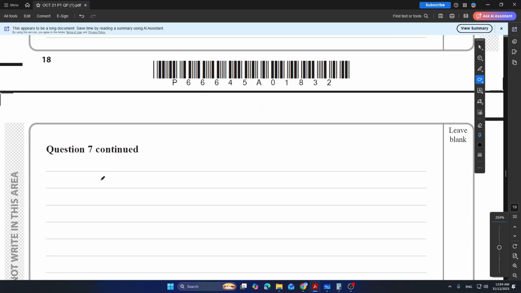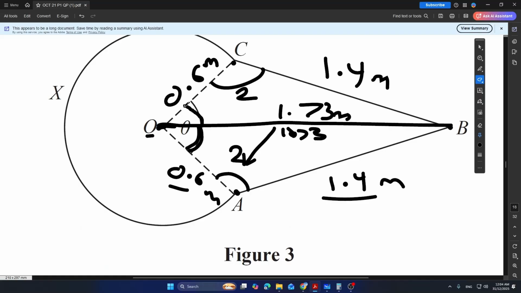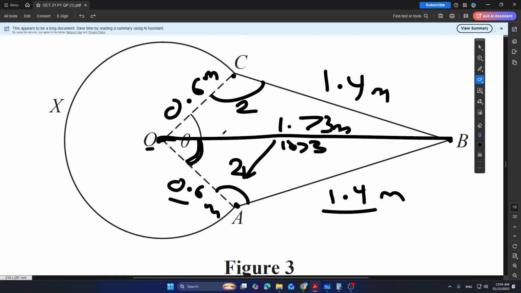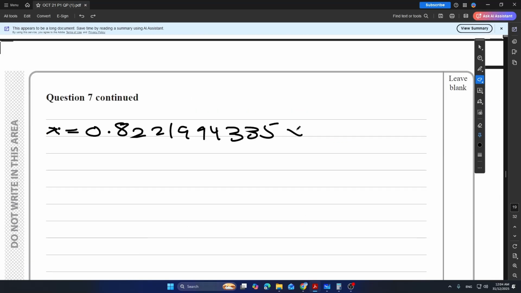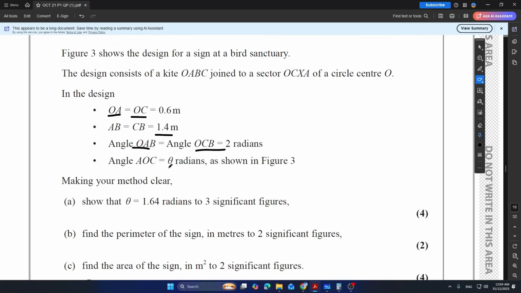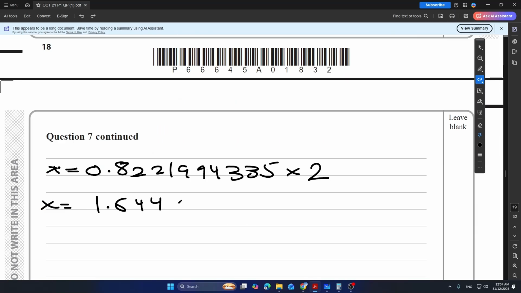Okay, so we get x equal 0.8221994335. Now we got this angle, but you can see this twice, because we split this into two parts, that means the angle also got split. So to find the whole angle, we multiply this by 2. So x equals 1.644, and it says here 1.64 to 3 significant figures. If we round this to 3 significant figures, 1.64. Yeah, we got it right.